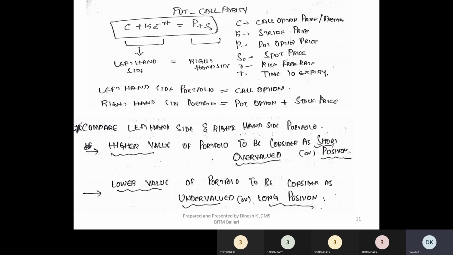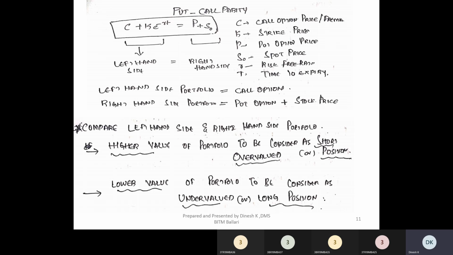Let's assume my left hand side portfolio is overvalued, which means its value is higher. If it is higher, then it is overvalued. When it is overvalued, I need to look at what exactly is involved in this portfolio. What assets are included in the left hand side portfolio? Call price and strike price. Yeah, the call and the strike price.